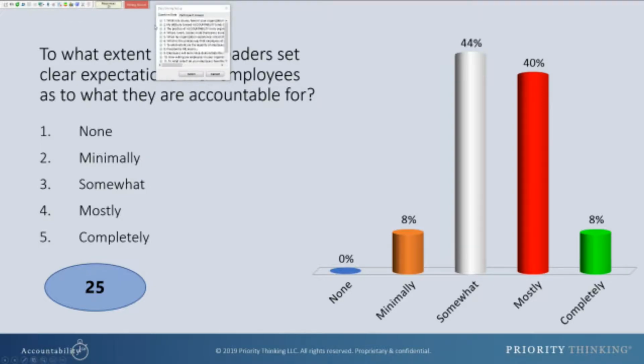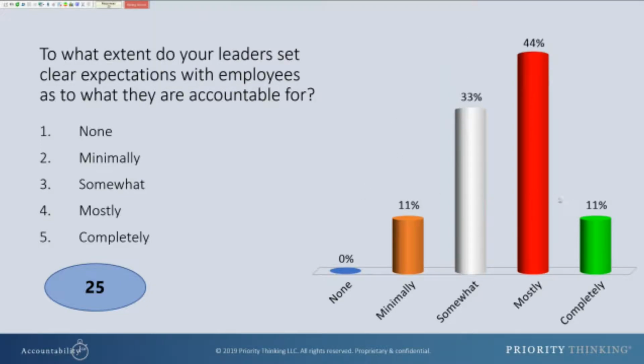So let's slice the data by the role that you all have. And so I'm going to see what the leaders have to think first. So you can see the shift to the right somewhat, that the leaders tend to think that they're setting clear expectations for what employees are accountable for. All right, the next slice is going to show the individual contributor's view. Okay, actually not much of a change there either. It's pretty good. So in this particular sample of 25 folks, we still have a majority feeling mostly or completely that leaders are setting clear expectations as to what employees are accountable for.